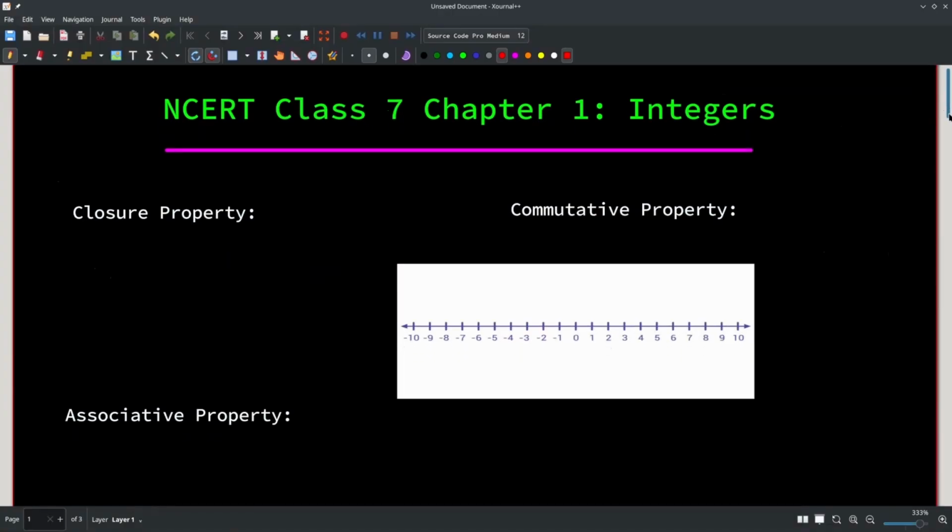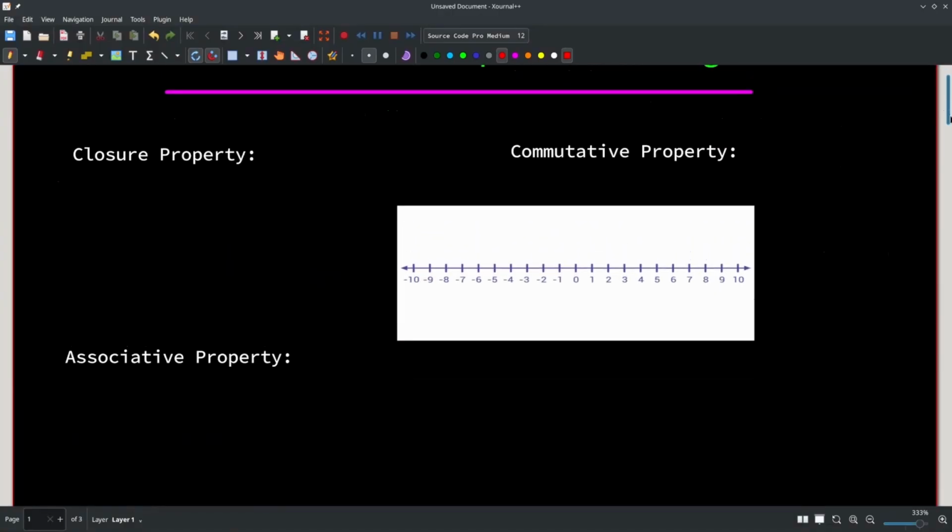So the first property is closure property. The closure property says that any integer, when added to any other integer, is going to give you an integer. So if you take -3 plus 1, you're going to get -2, which is also an integer. So any two integers, when added, are going to give you another integer. That is what the closure property says.